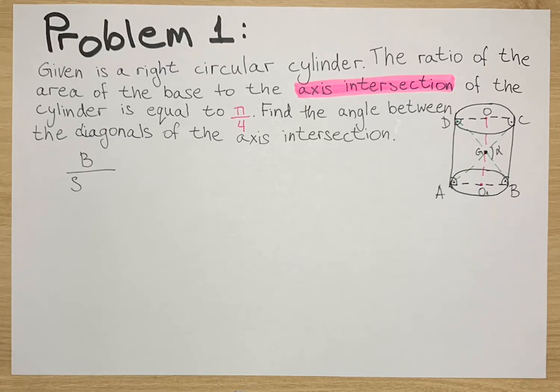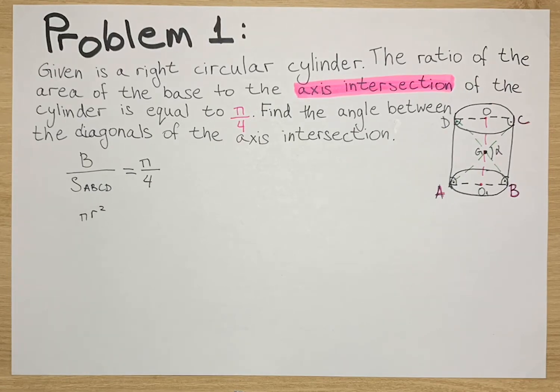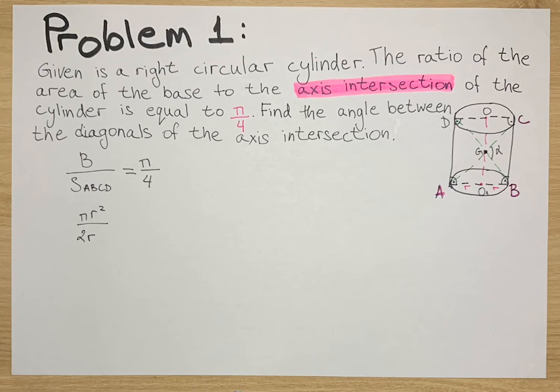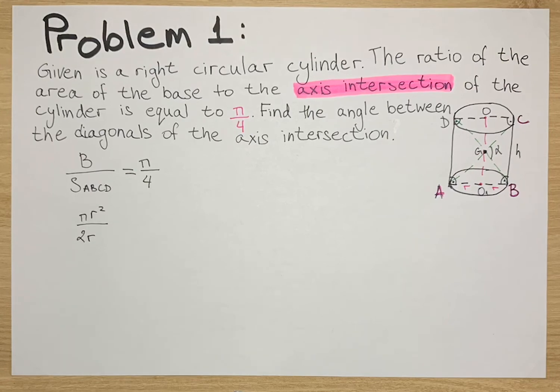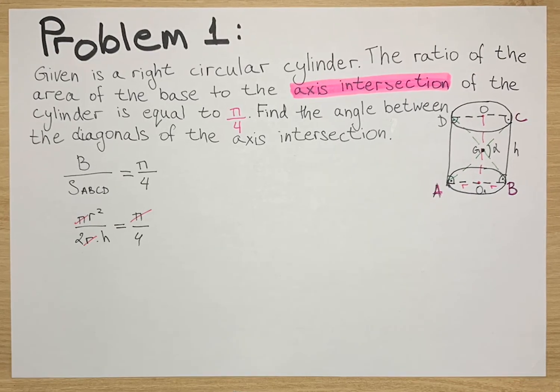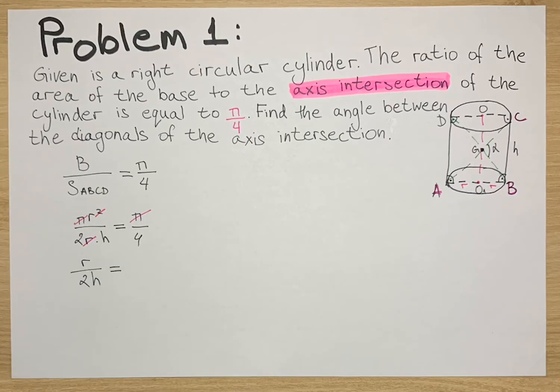We know that the ratio of the base area B to SABCD is equal to pi divided by 4. The area of the base is equal to pi times r squared, and the area of ABCD is AB multiplied by BC. But we know that AB is equal to 2 times r, so the area of ABCD is equal to 2 times r times BC, which is basically the height h. This is equal to pi divided by 4. We remove the two pi's, and here r and r squared. Now we have r divided by h, which equals 1/4.